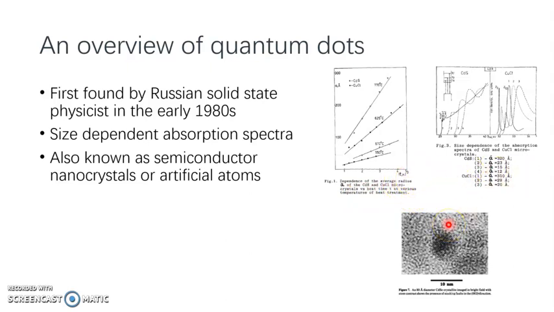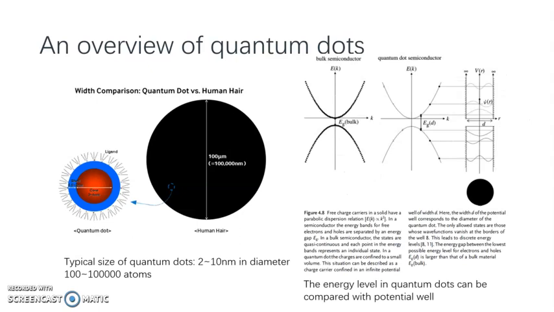Quantum dots are also known as semiconductor nanocrystals and artificial atoms due to their size and discrete energy levels. The typical size of a quantum dot is usually 2 to 10 nanometers in diameter and contains 100 to 100,000 atoms. It is much smaller than a human hair.